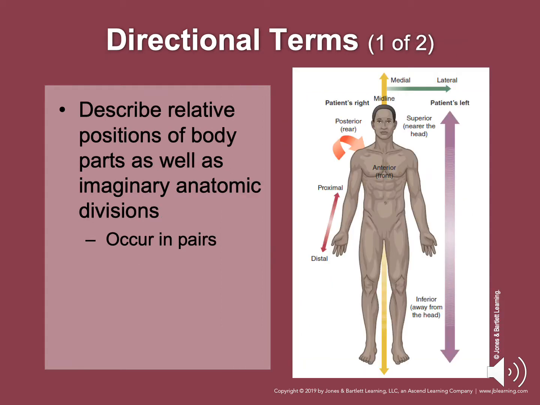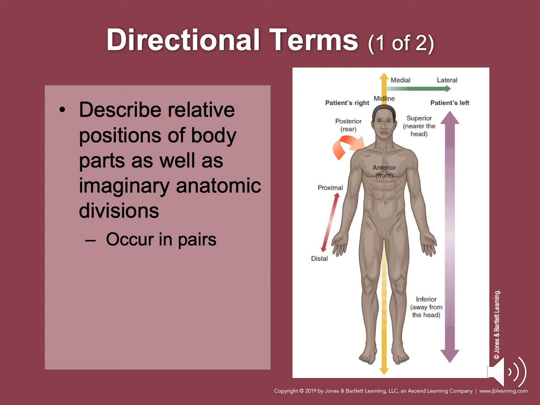Directional terms describe relative body positions of the body parts as well as imaginary anatomical divisions. They occur in pairs. You have the superior and inferior. The superior portion is the portion above and closest to the head from a specific reference point. The inferior portion is the body closest to the feet. Parts of the body that lie further from the midline are lateral, and parts that lie closer to the midline are medial.